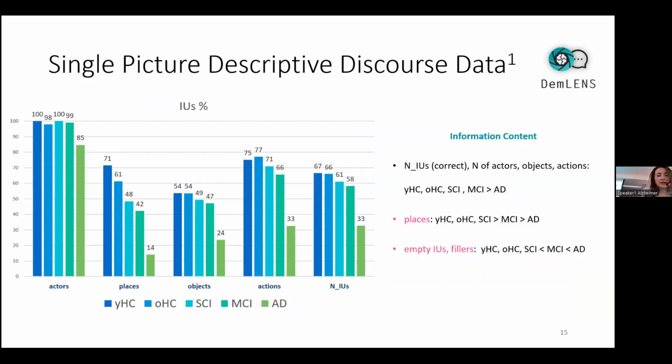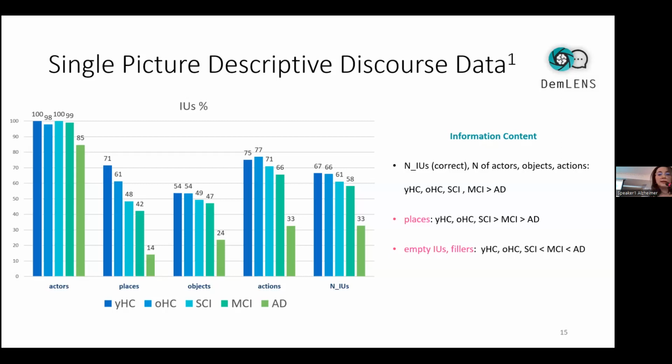And here is an overview of how they performed. You see in multiple colors the different groups, the 5 groups, starting with the young healthy ones in dark blue, and in light green you can see the AD group. And we have the IUs in percentages with regard to actors, places, objects, and actions. And in the last panel, you see the number of correct IUs used in their narration.